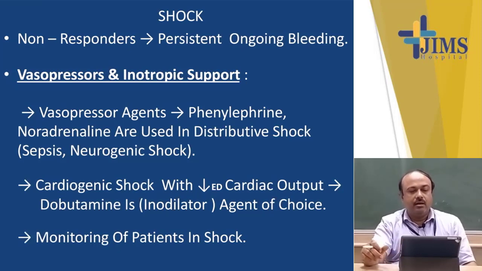Besides fluid, we can give vasopressors and inotropic support also. Vasopressors which are usually used are phenylephrine or noradrenaline, especially in cases of distributive shock, like in cases of sepsis or neurogenic shock. In cardiogenic shock, where there is decreased cardiac output, we use dobutamine, which is an inodilator and the agent of choice. In certain cases, we also use dopamine, but its use is less.